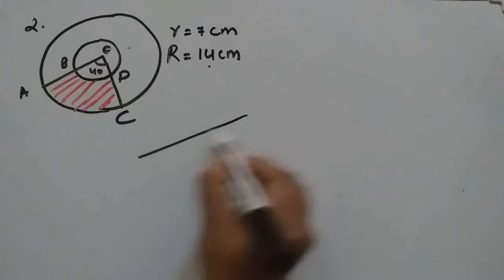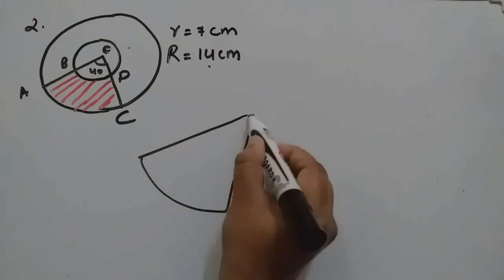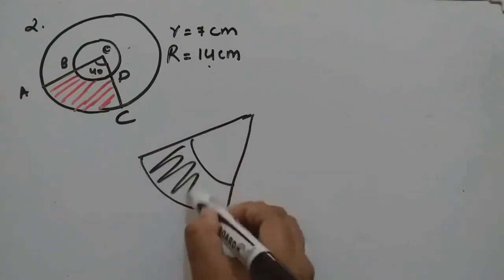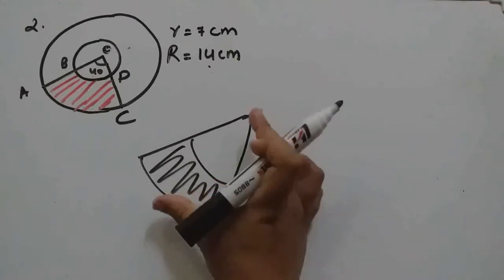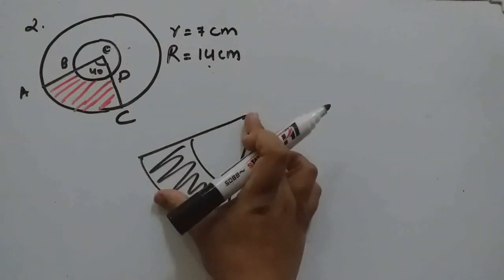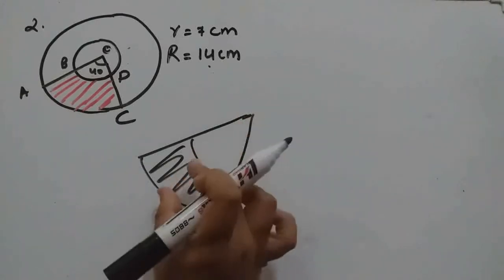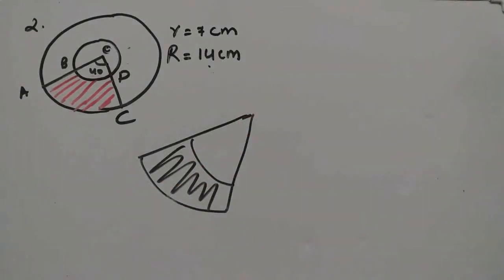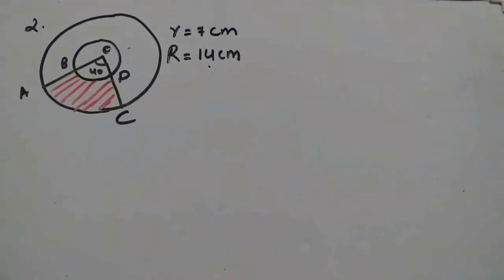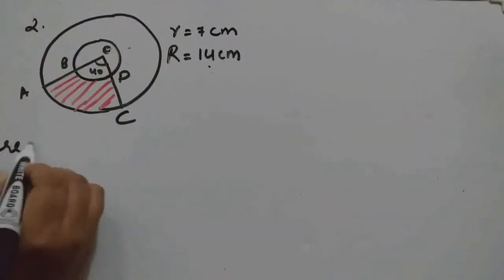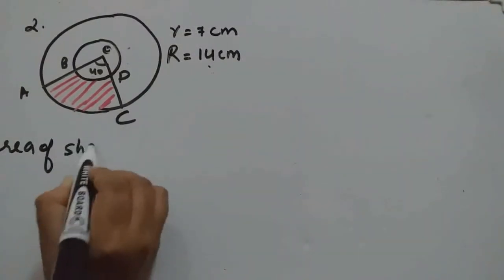So see what we can do here. This is the sector, isn't it? And this area we should find. So first what we will do, we'll find the area of the bigger sector minus the area of the smaller sector, then this area we will get here. Okay, so simultaneously we can also do it: the area of the shaded region will be what?